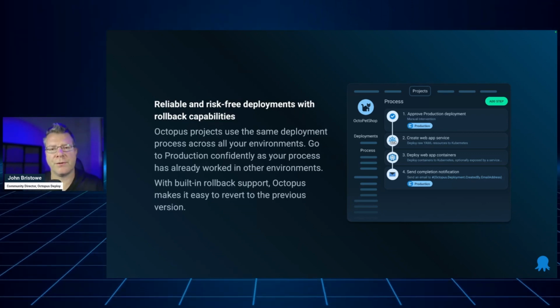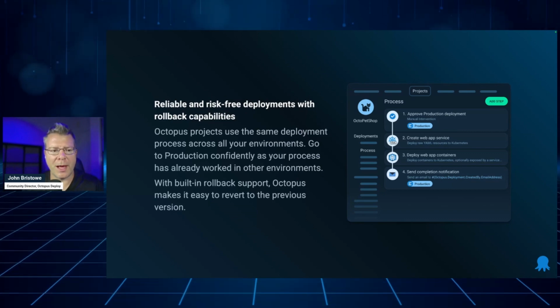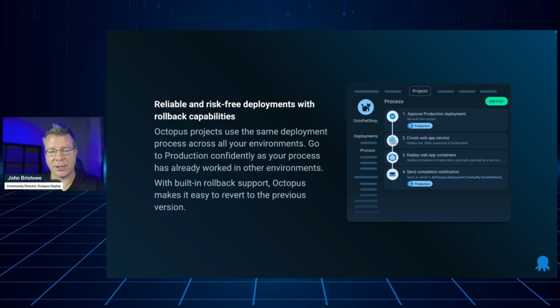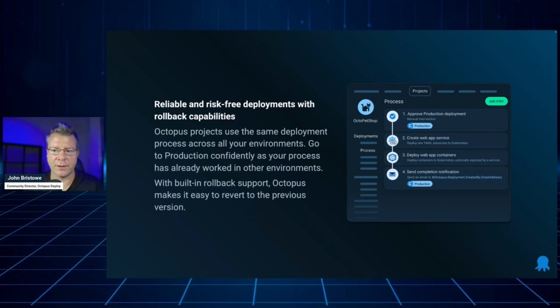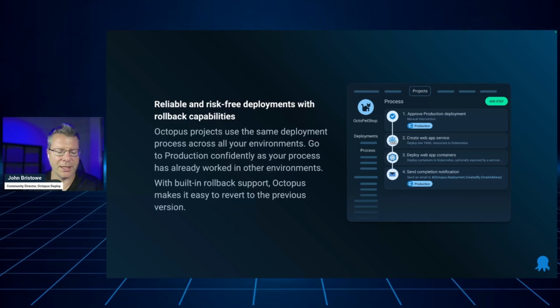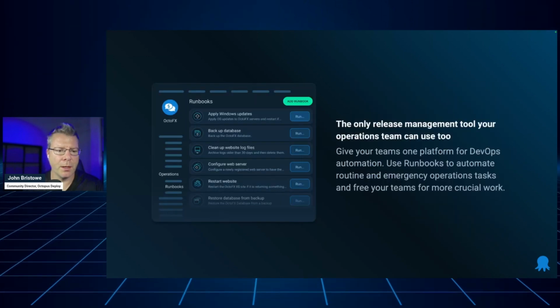So, reliable and risk-free deployments with rollback capabilities, so the ability to roll back changes if something goes wrong. Because let's face it, things can go wrong, and they often do. You want to have a consistent way of rolling back those changes. That's built in as part of Octopus.